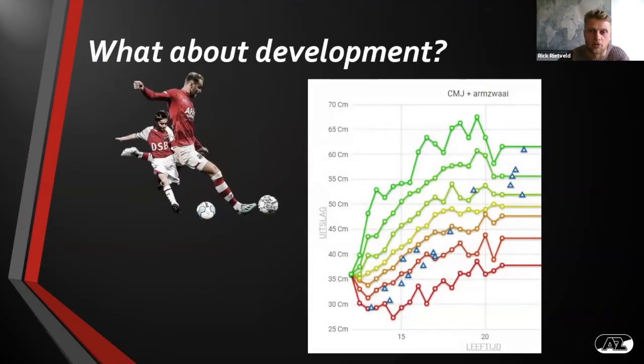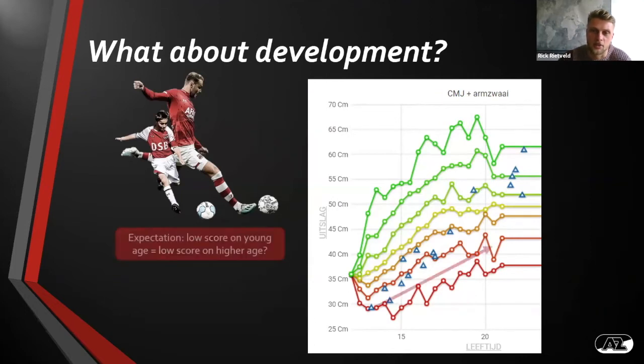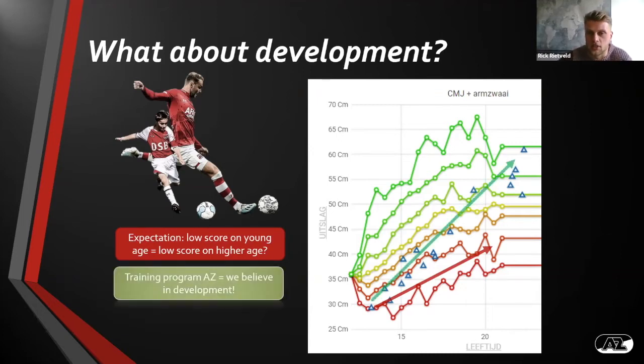So what about the development of players? This is also the way we make development visible. This is the counter movement jump of one of our captains, the guy you see in the left picture. And the really nice thing in this picture is his development. When this guy came in, he scored like the lowest on this counter movement jump. So what you expect is he's also going to end up the lowest, but that's actually not true, because we believe in development, and this guy was training his ass off the whole time, and he's the example that you can develop yourself in a certain way that you can end up in the top.